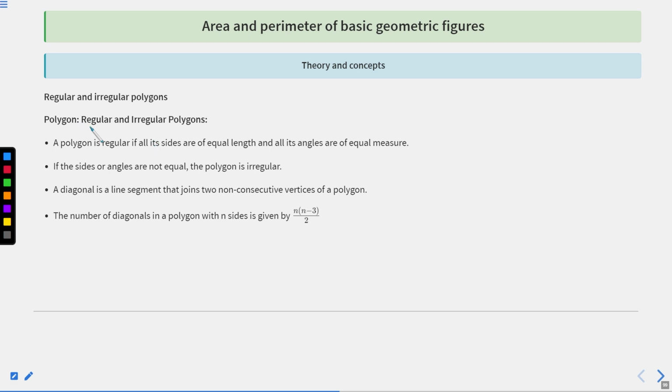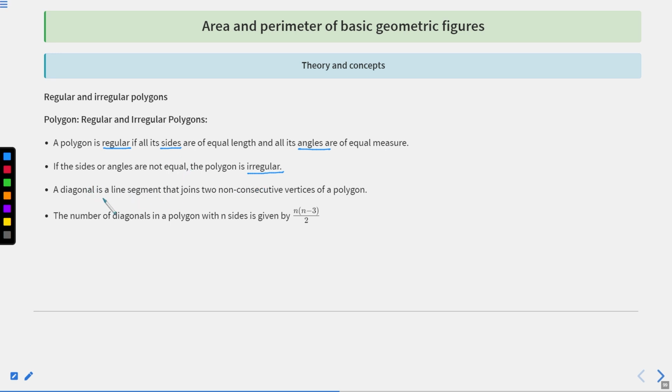We have two types of polygon, that is irregular polygon and regular polygon. A polygon is regular if all of its sides are of equal length and all its angles are of equal measure. If the sides or angles are of unequal measure, then the polygon is said to be irregular. So for a polygon to be regular, all of its sides should be of equal length and all of its angles should be of equal measure. If this condition is not satisfied, then we say the polygon is irregular.